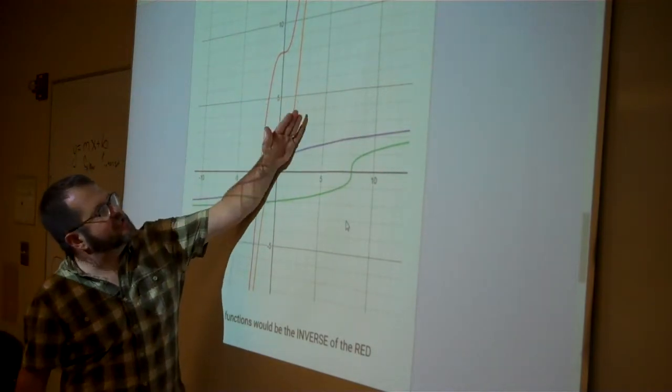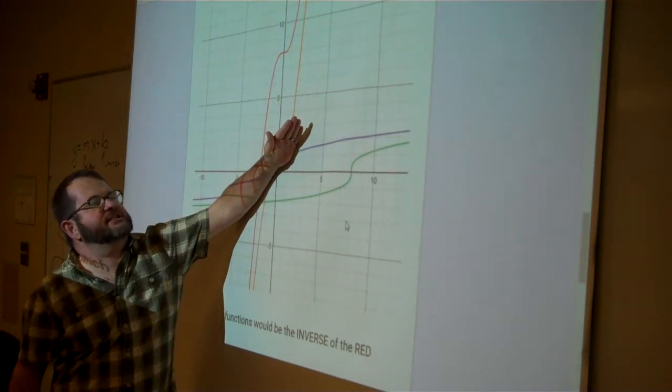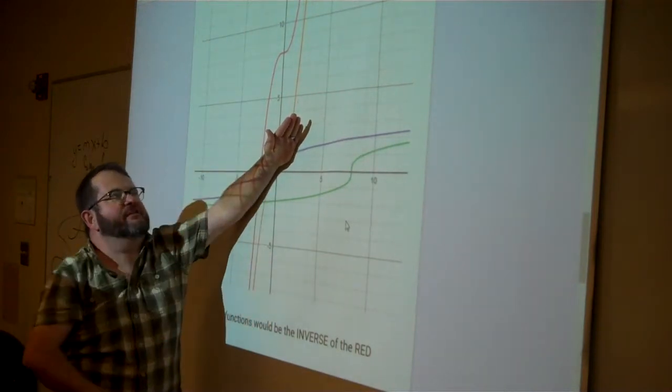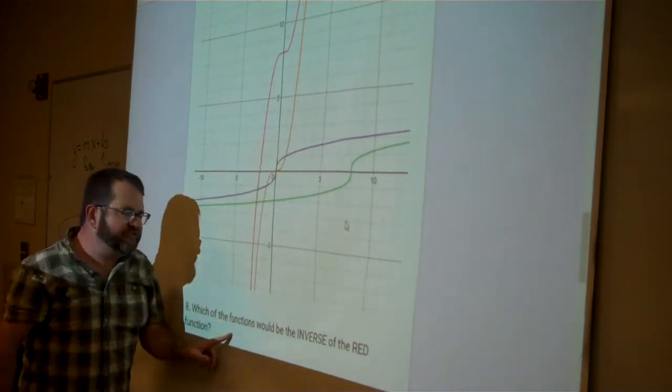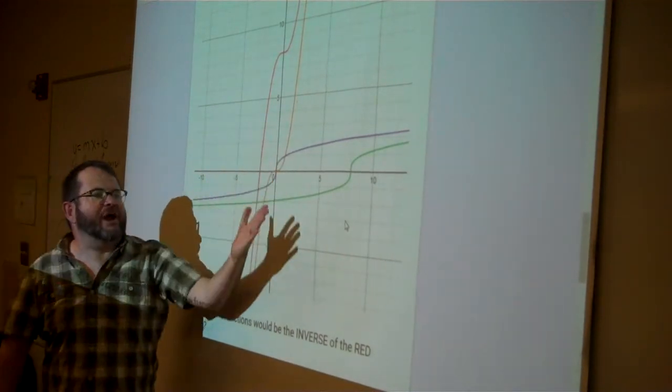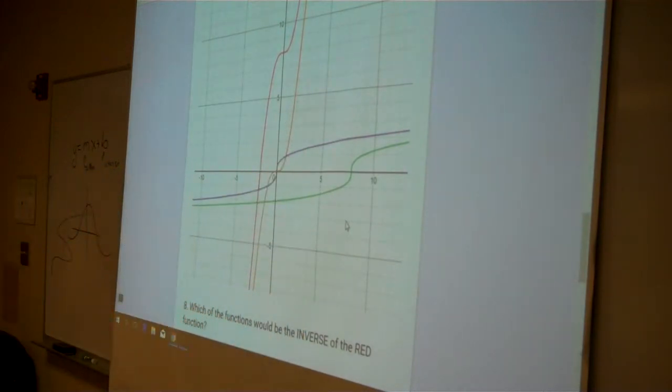Alright, so if we were putting this in right here, that would be our 45-degree line. Which one is reflected across the 45-degree line of the red one? Green. Okay, so which of the functions is the inverse of the red one? Just graphically, we would say that it must be the green one in this case.